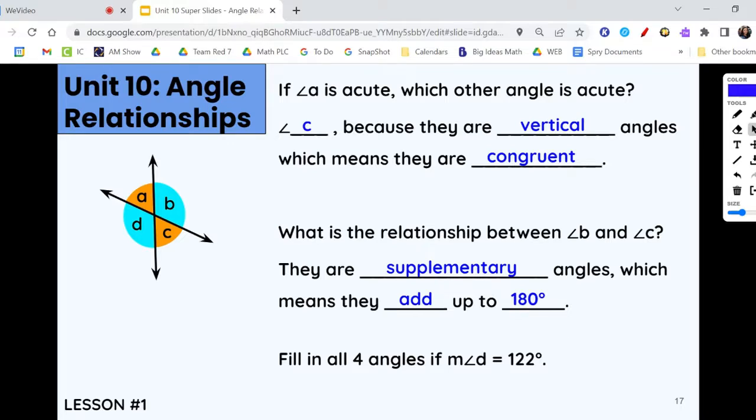Fill in all four angles if the measurement of angle D is 122 degrees. All right, so find angle D and write in that we know it is 122 degrees. If we know that angle D is 122 degrees, which other angle has to be 122 degrees? Angle B, because they are vertical angles. Now we can find angle A by noting that this is a straight line, and straight lines add up to 180 degrees. So if we do 180 minus 122, we will find out what angle A is. So go ahead and do that. Okay, you should get 58 degrees. So angle A is 58 degrees, and if angle A is 58 degrees, angle C is also 58 degrees because those are vertical angles.